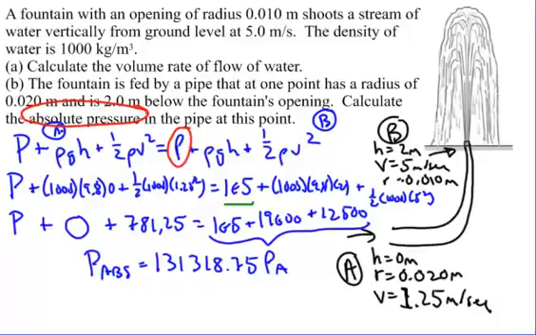How do you do Bernoulli's problems? Do A1v1 equals A2v2. Find all your velocities. Find all your radii. Find all your heights. Label everything. And then all you have to do is plug it in.